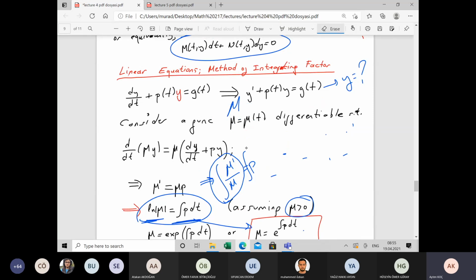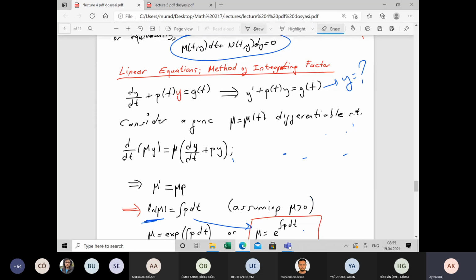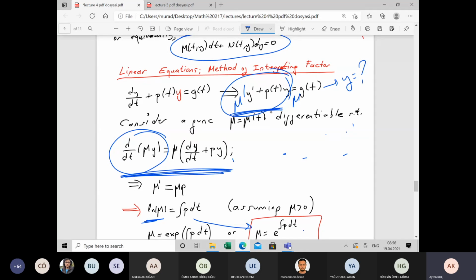So multiply by mu here, this one and this one. We know that this one is equal to this one, because mu satisfies this equation. So the left side of our differential equation becomes this one.